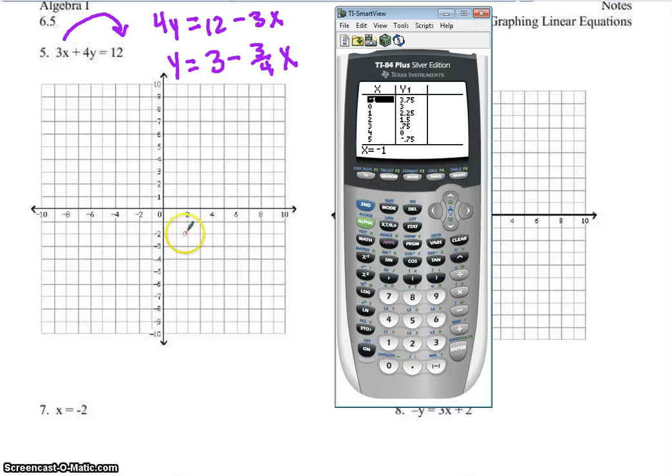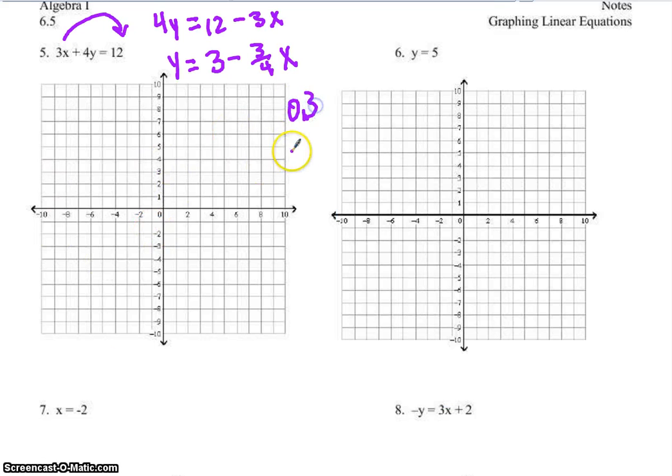Second table, 0, 3, and 4, 0 would be good points. So 0, 3, and then over 4, 0. Get your ruler, draw a line, try to hit both points, put arrows on both ends.